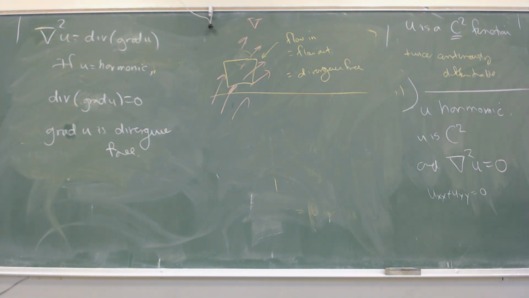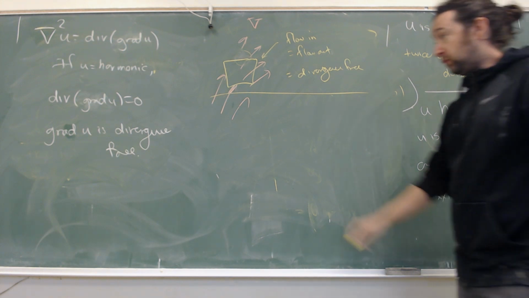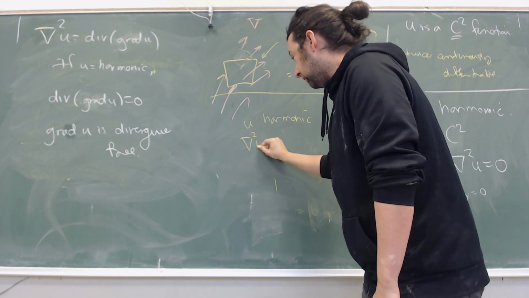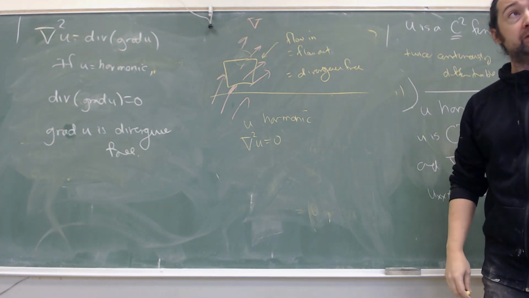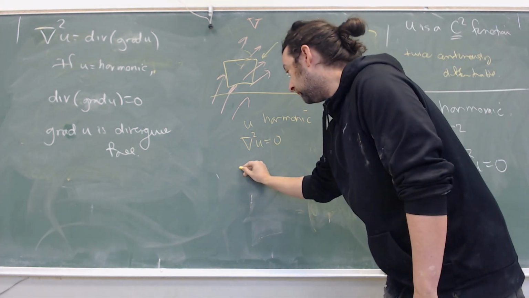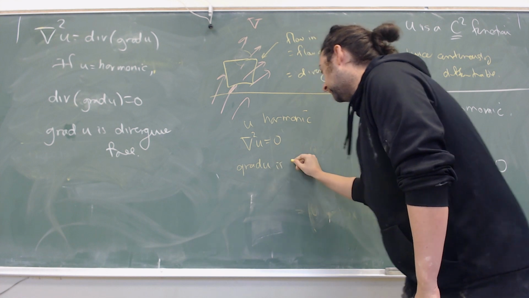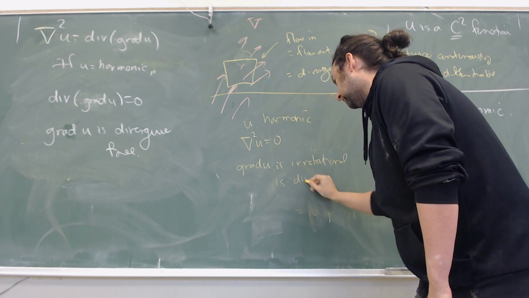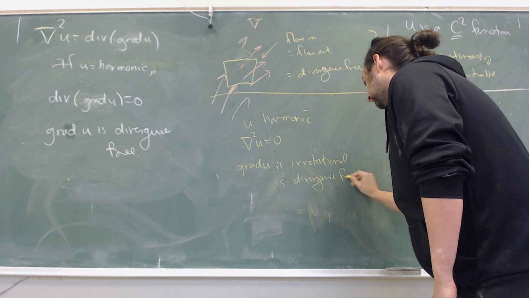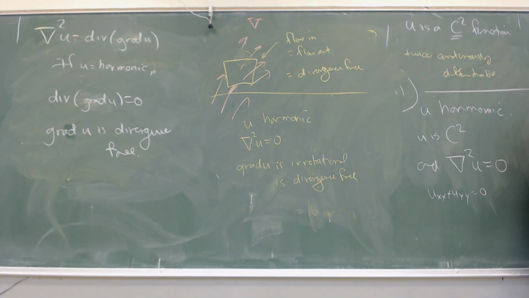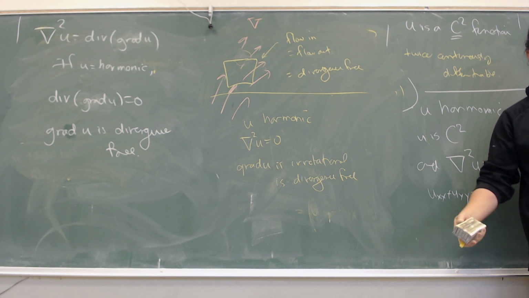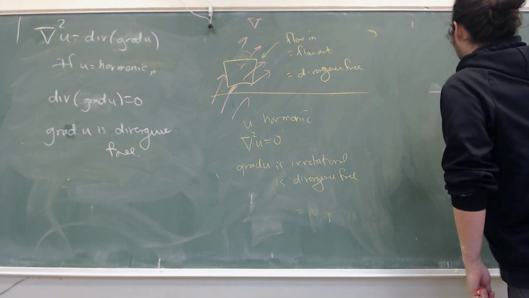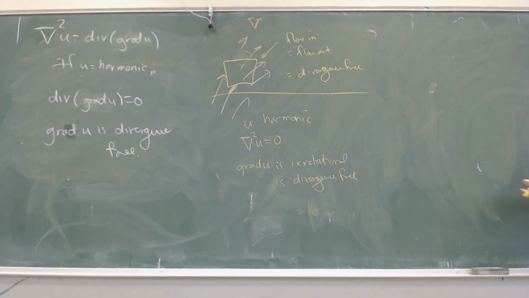So you have this beefy set of assumptions. u is harmonic. To be harmonic means that Laplace's equation holds: the Laplacian of u is equal to 0. It means that the gradient of u is irrotational, and it means that the gradient of u is divergence-free. That seems like a lot of strong assumptions to make about the physical setting, to have vector fields with these kinds of assumptions on them. But it turns out there are a lot of phenomena that are naturally modeled with this set of assumptions.